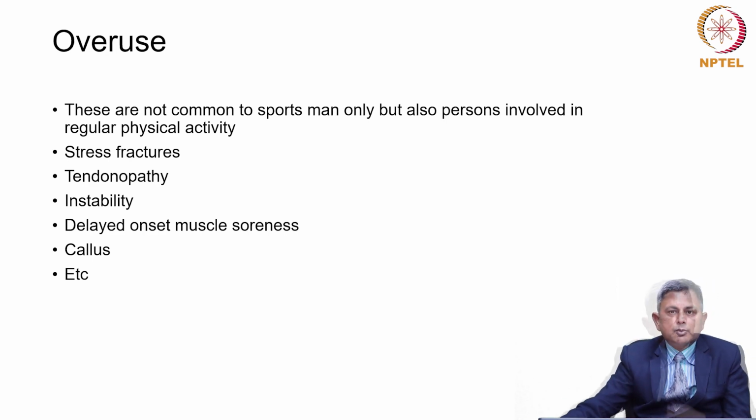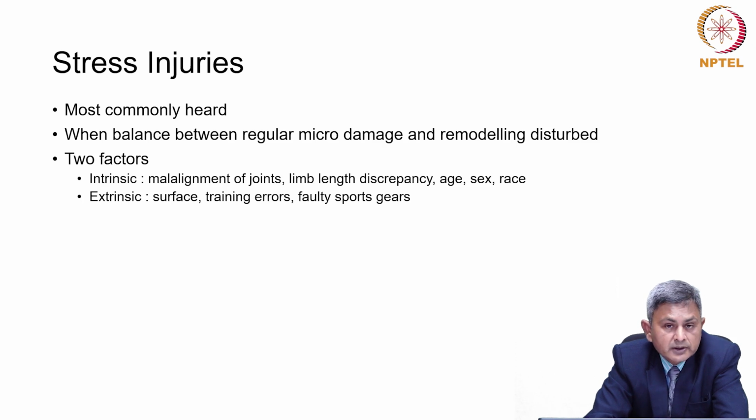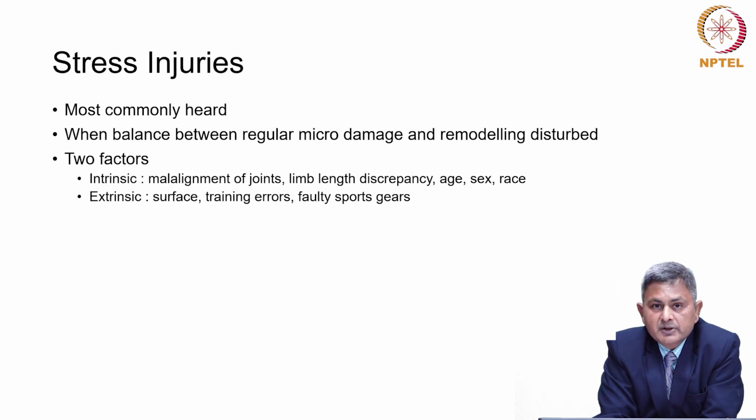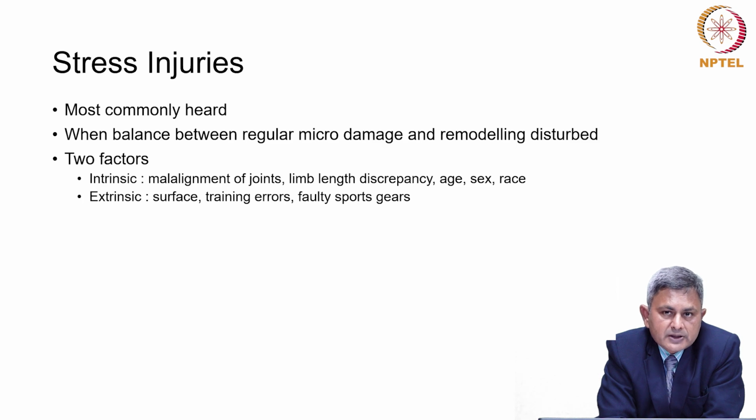First we discuss stress injuries to the bones. They are quite a huge part of sports injuries. These injuries occur when the balance between regular micro damage and remodeling is disturbed. Micro damage means that when you do some activity, some micro trauma occurs in the body, but not so much that a fracture can occur in a single instance. It's a very minor trauma, and simultaneously the body has a remodeling power, where the repair of that injury is simultaneously going on.